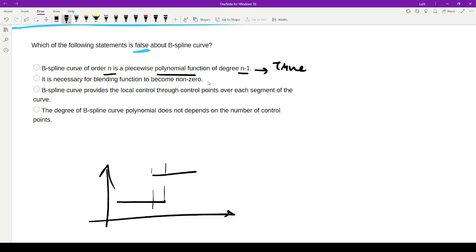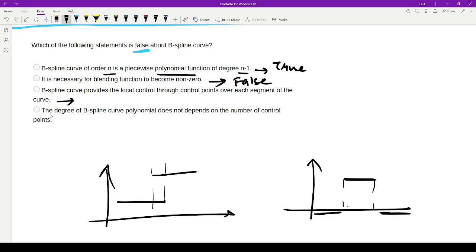It is necessary for blending function to become non-zero. No, you can have constant function over some area, right? This is one of the examples in the lecture. So you just have this as non-zero part, these other parts as zeros. So this is false.